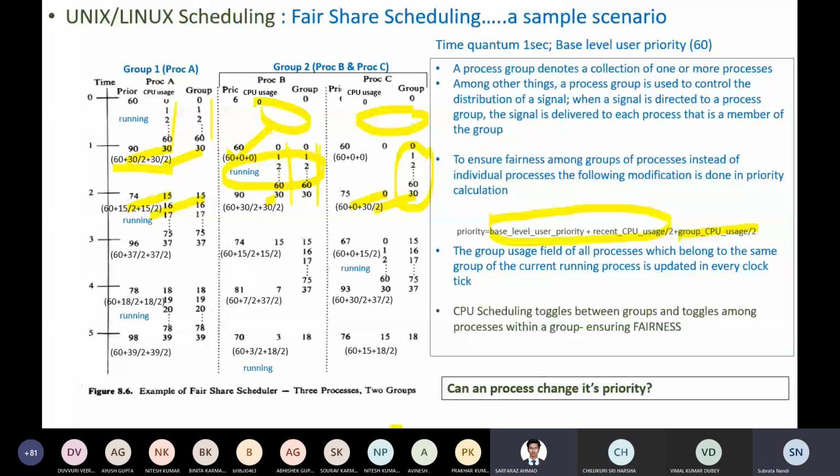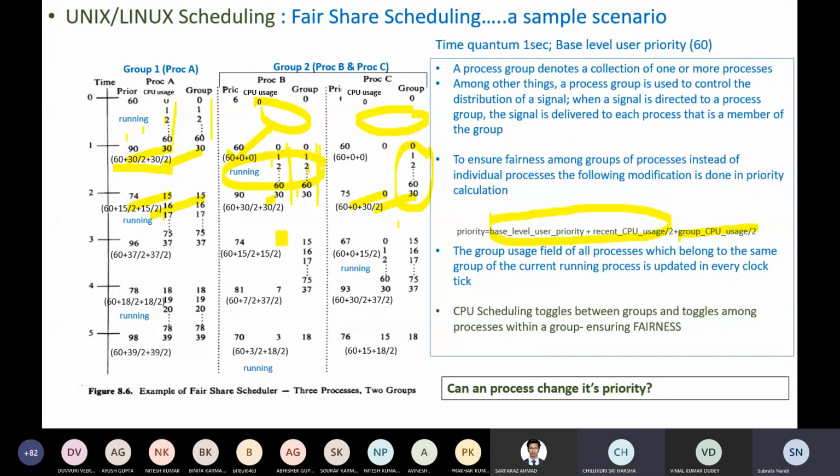Now can you see the difference here? Because we have added the group usage field, earlier what would have happened, process A, then process B, then process C, and now what happens, process A, then B. So one from this group, one from this group, but again because of the computation, the process A gets scheduled. So you ensure the fairness among the groups.